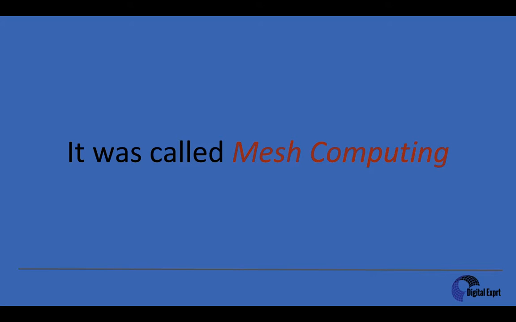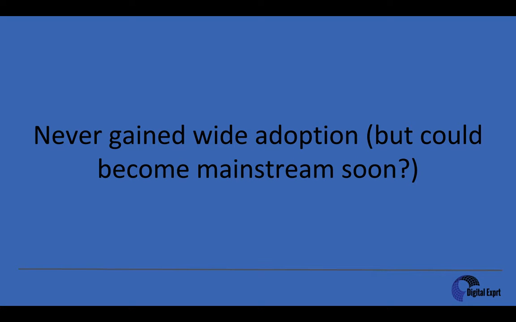It never gained wide adoption, and the reason, I think, was that back then it was prohibitively expensive. The computing hardware back in the 60s was very expensive, unlike today when it's dirt cheap. And because of the economy of scales and the increasing affordability of massive computing infrastructure in the cloud and so on, this mesh computing could become mainstream soon. It's hard to tell, but I have a hunch it might come back.